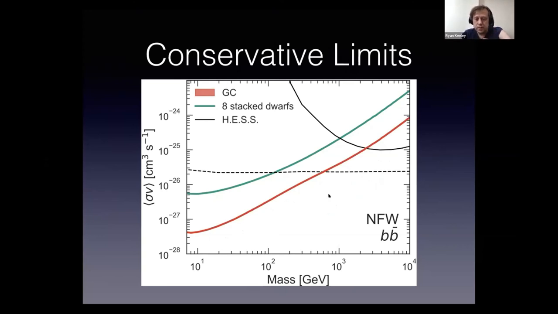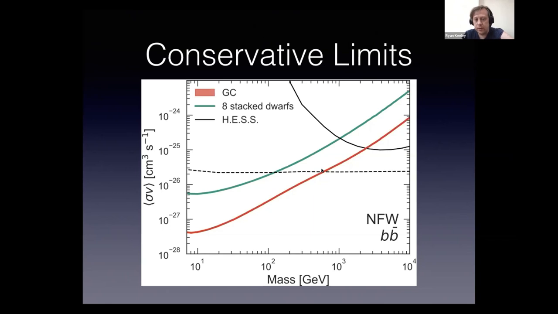So this is, I guess, the money plot, where we're basically saying that everything below the red line is excluded. And so we're excluding the existence of WIMP dark matter as being the dark matter candidate for masses below 500 or so GeV. Like I was saying, this is robust to basically all the known systematics that you might expect from this kind of problem.